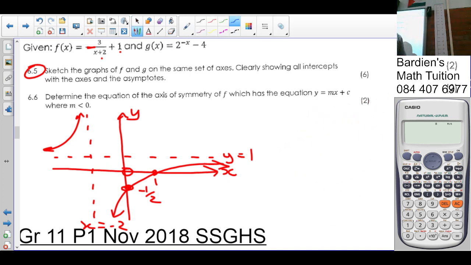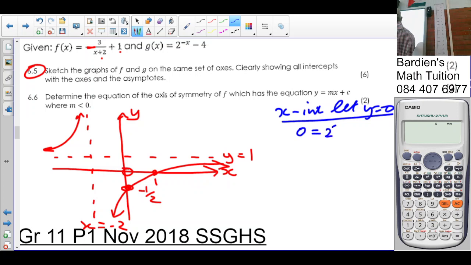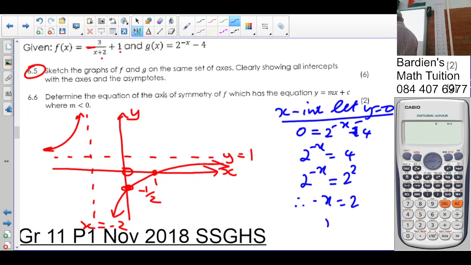Then on the other hand, we have the g of x graph. For the x-intercept, let y equal 0. So you get 0 is equal to 2 to the minus x, plus 4. So you take it over the equal sign, now it's minus 4. So you get 2 to the minus x is equal to 4. So 2 to the minus x is equal to 2 squared. So therefore minus x is equal to 2, x is equal to minus 2. There's minus 2 here, so that is on that point.